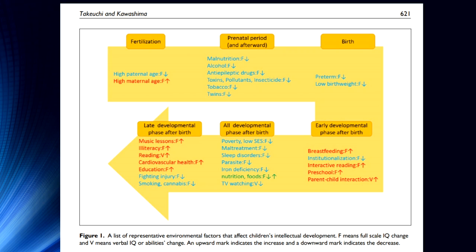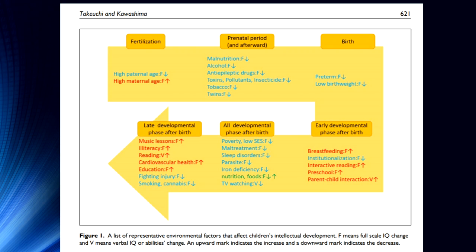So all of this came from this article by, I'm not even going to try to slaughter these two folks' names, Takeuchi and Kawashima. Really terrific summary of all of these issues. We start at fertilization: high paternal age reduces full intelligence, which is what the F stands for. High maternal age increases full intelligence. All of these are associated with reductions in full intelligence, including being a twin. I'm not entirely sure why that is, but there does seem to be some sort of prenatal issues there.